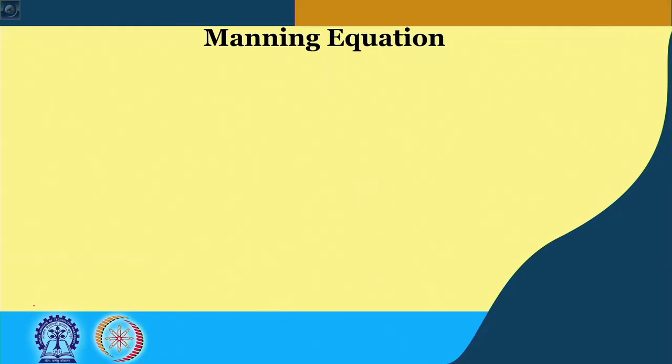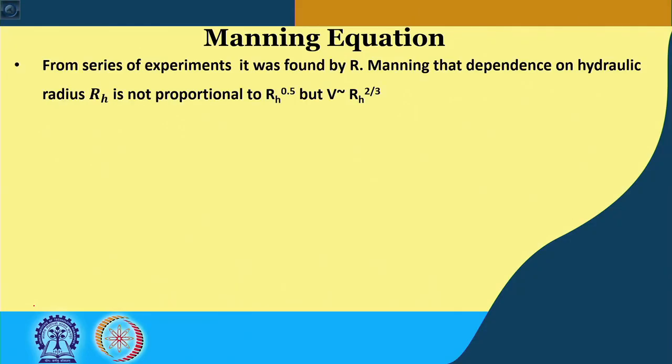Welcome back. We are going to start with the last lecture. We saw what the Chezy equation and the Chezy coefficient was, and now we are going to start with the Manning's equation. We found out that Chezy related the velocity proportional to RH to the power half, where RH is A by P, area divided by wetted perimeter, and RH to the power half was what Chezy derived.